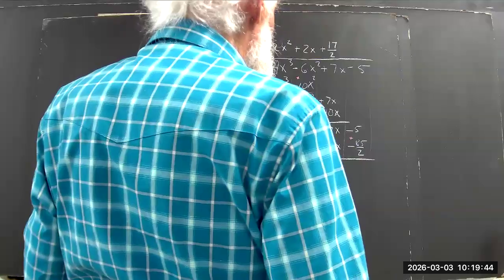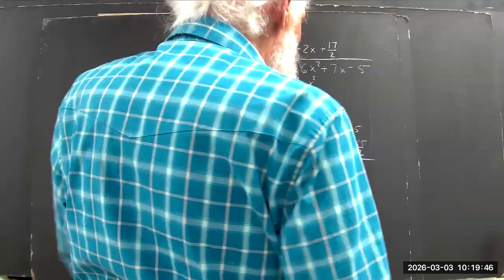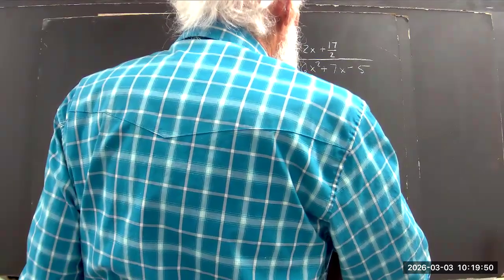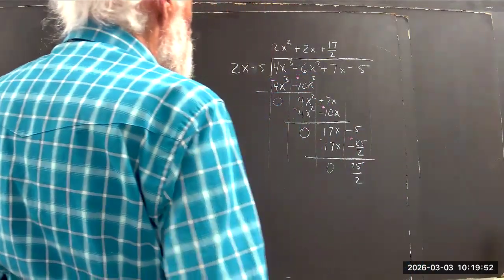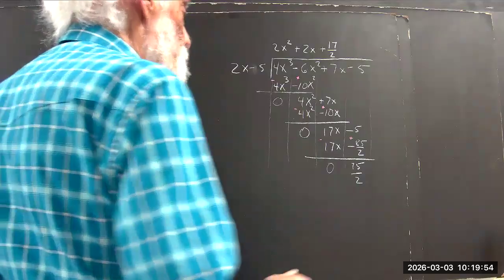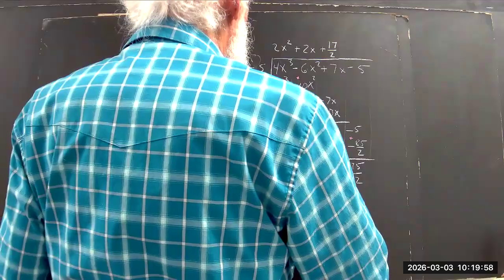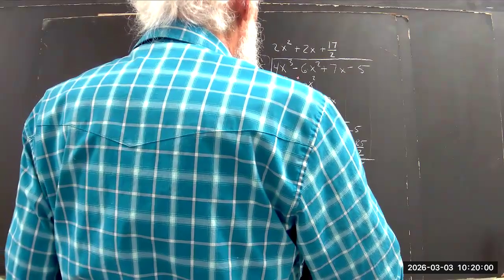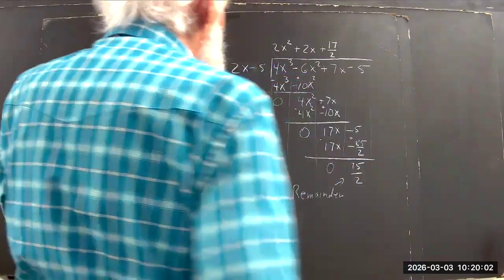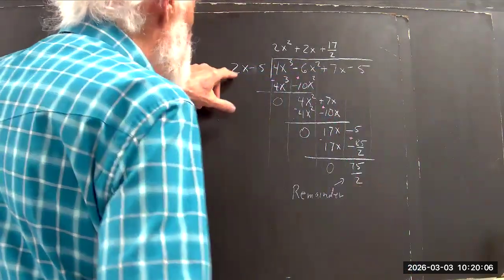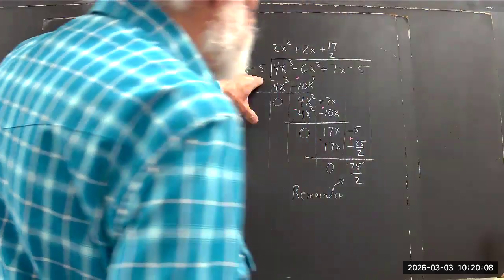Add that to 85 halves, and we get 75 halves, 75 over 2. That's our remainder. But of course, if we were to try to continue, we'd be dividing the 75 halves by 2x minus 5.